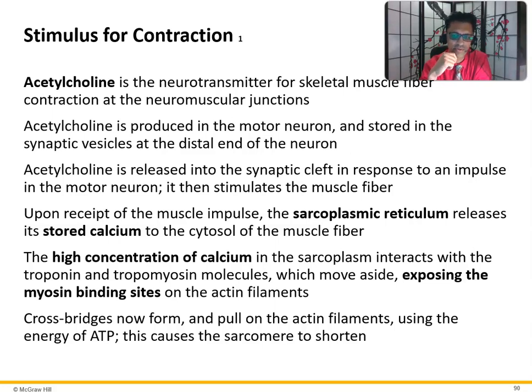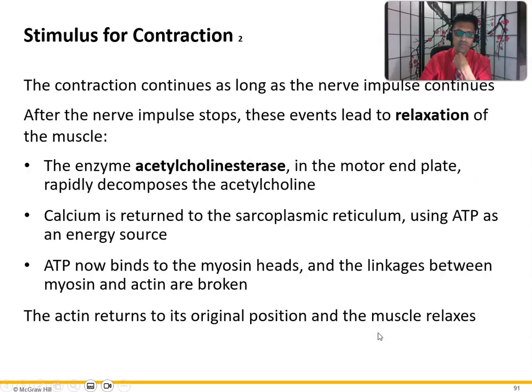Upon receipt of the muscle impulse, the sarcoplasmic reticulum releases its stored calcium, right? So it needs acetylcholine to release the stored calcium to the cytosol of the muscle fiber. The high concentration of calcium in the sarcoplasm interacts with the troponin and tropomyosin molecules, which move aside, exposing the myosin binding sites. Calcium and troponin are needed to move tropomyosin out of the way, so they work together to displace tropomyosin. Cross bridges now form and pull the actin filaments using the energy of ATP. This causes the sarcomere to shorten.